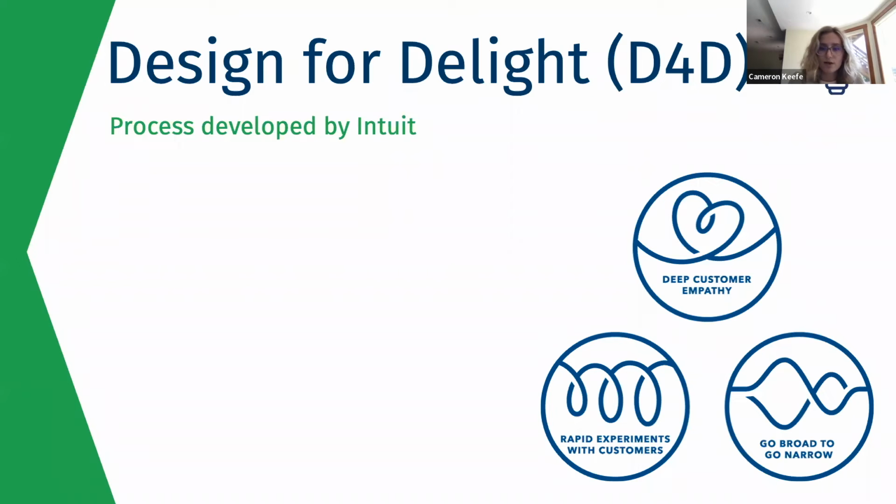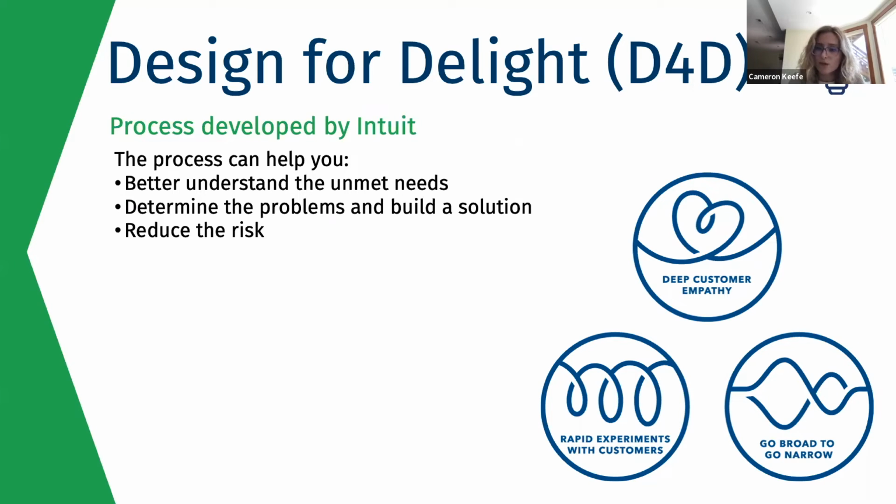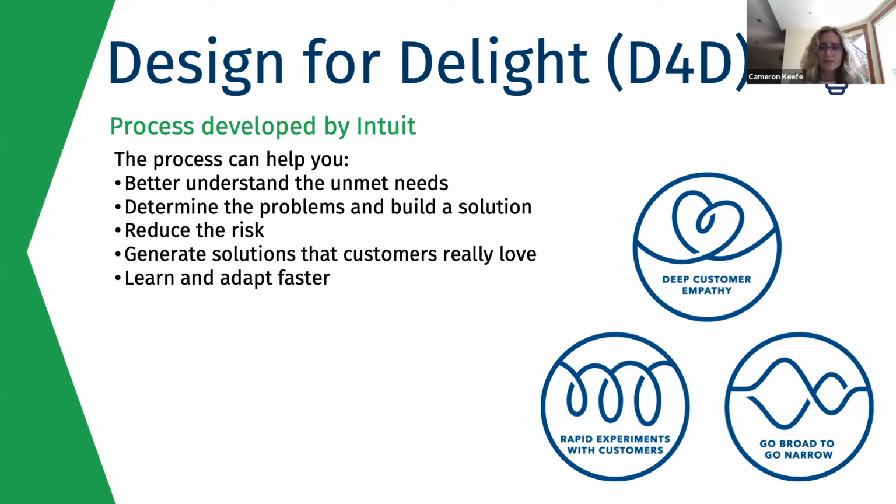The Design for Delight process, or D for D for short, can help you to better understand the unmet needs of people for whom you are creating the solution, determine the problems your customers encounter and build a solution to address those problems. Reduce the risks associated with launching new ideas, products, and services. Generate solutions that will go beyond solving the problems and become something that customers really love. And lastly, D for D helps users to learn and adapt to situations faster.